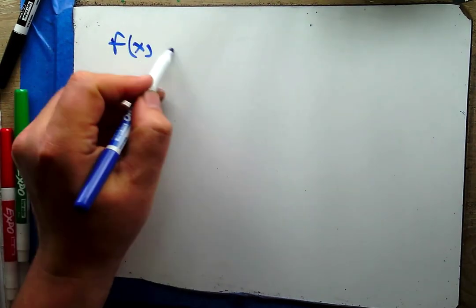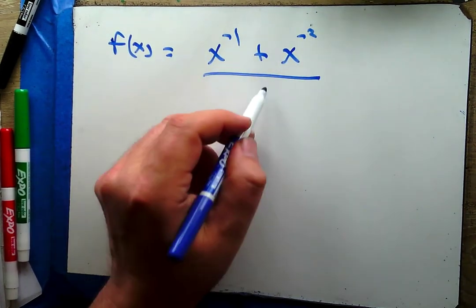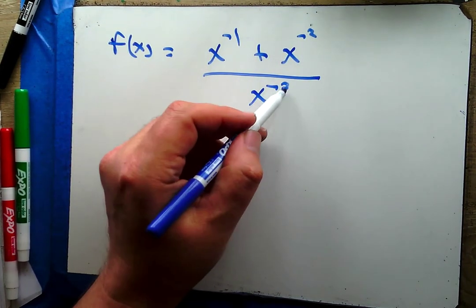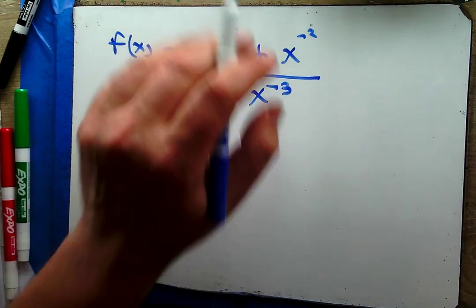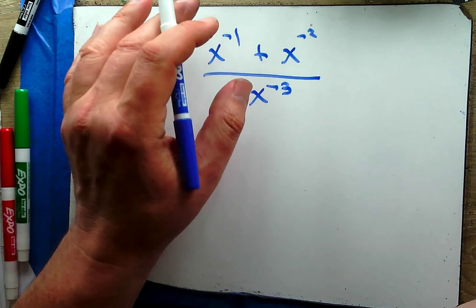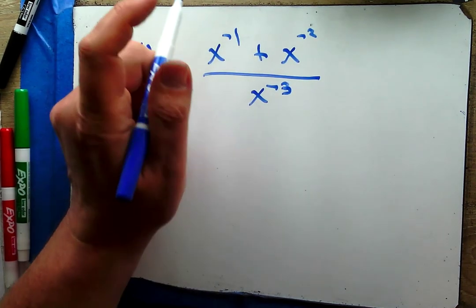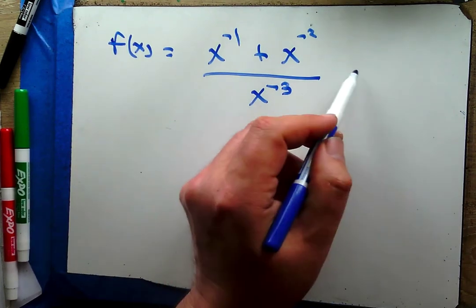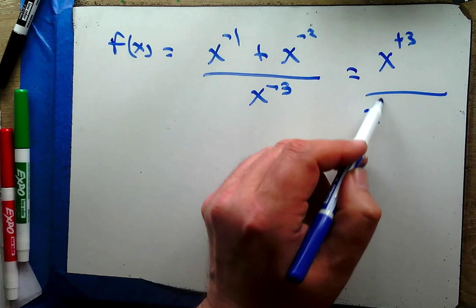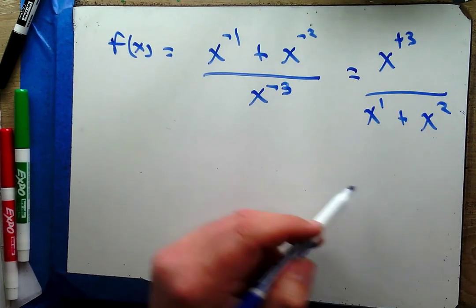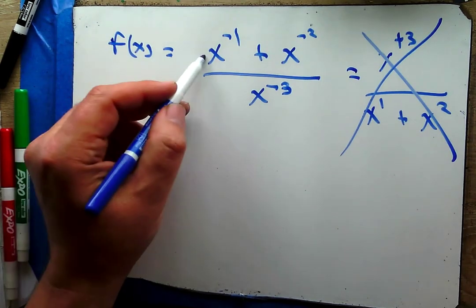So, what could you do with this one? F of x equals x to the minus 1 plus x to the minus 2 over x to the minus 3. Now, some people like getting rid of the negative exponents. But the problem is, inevitably, that student does this. Oops, that's plus x plus that. And that is really bad algebra.